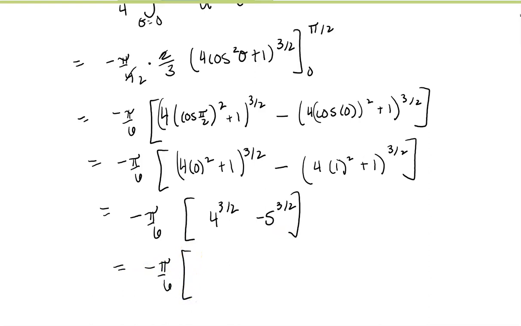4 to the 3/2 is going to give me 4 square root of 4, which is, actually, you know what? This should be 0 because we have 4 times 0 plus 1. So this should be a 1 to the 3/2 power. Makes that a lot easier. So I have 1 minus 5 square root of 5.